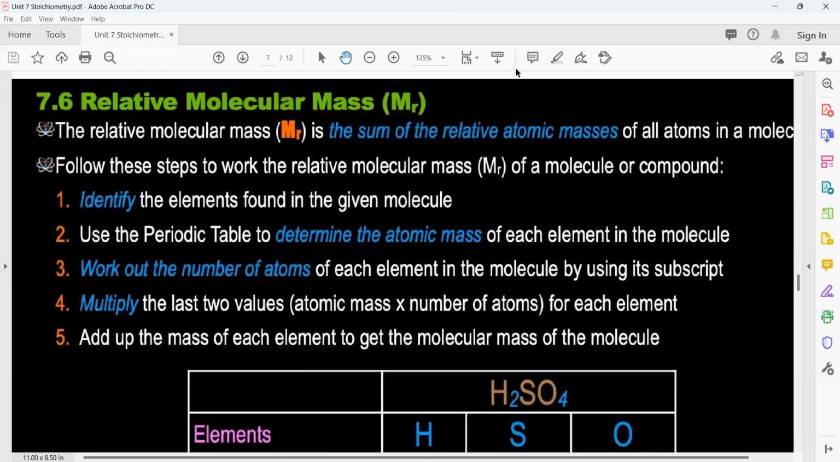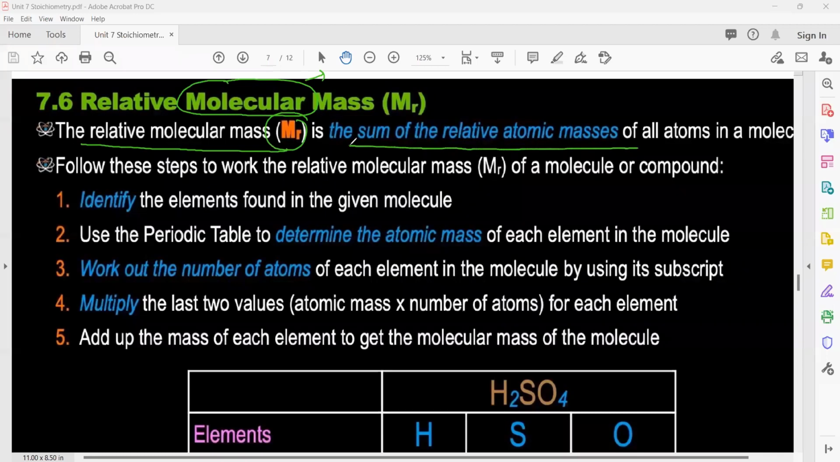Okay. Then you have relative molecular mass. If you see from here, molecular means they are talking about a molecule. It means that more than one atom joins together and makes a molecule. The relative molecular mass, and the symbol is Mr, is the sum of relative atomic masses of all the atoms in one molecule. For example, you have sodium chloride.